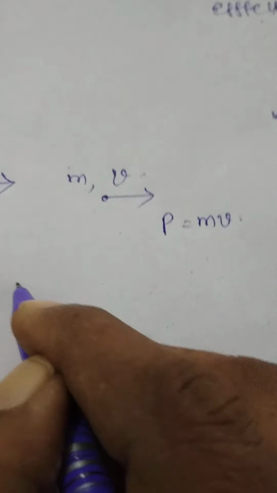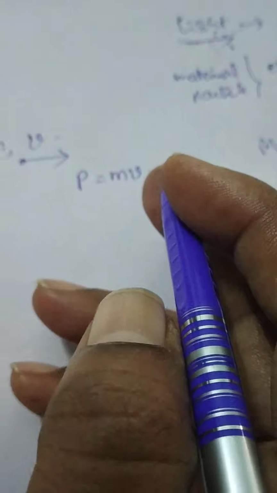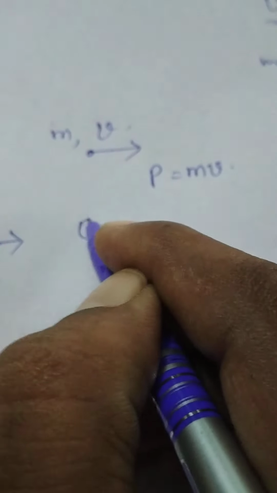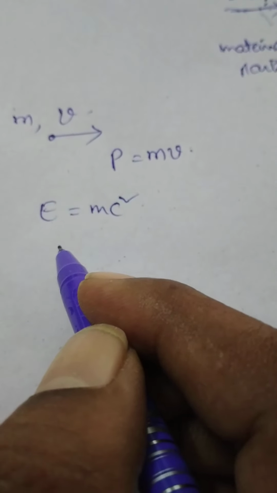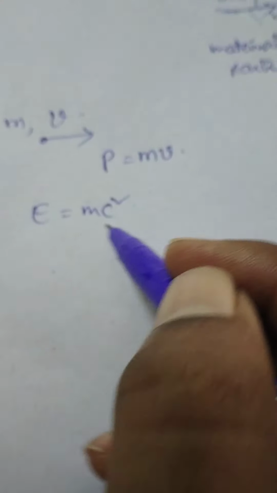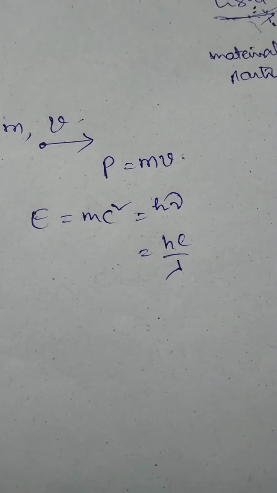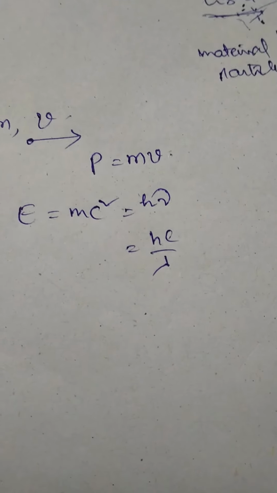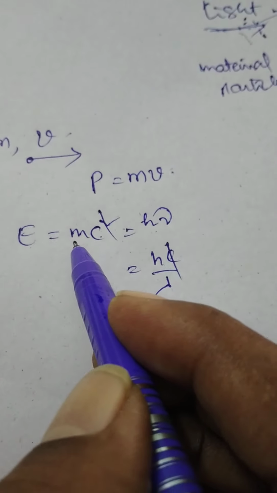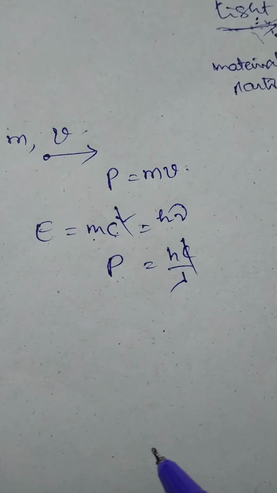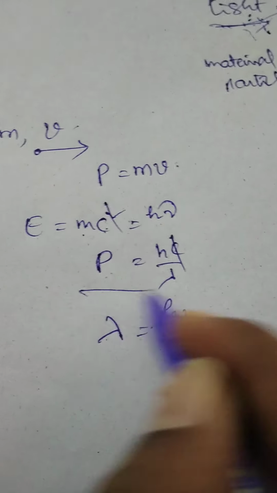So let us consider a photon. Energy of the photon is equal to mc square. Energy E is also equivalent to hc by lambda, or h nu. From this relation, c and c cancel. M into c, mass into velocity, is called the momentum. Therefore, lambda is equal to h by p.